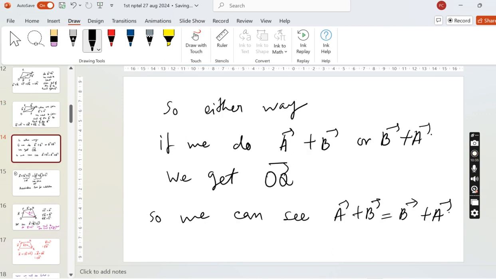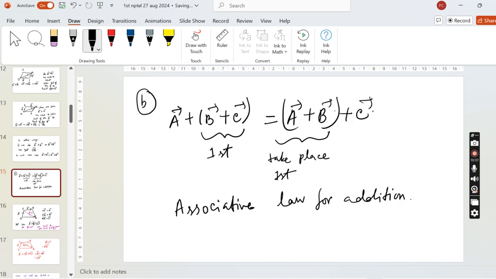Okay. Then the second law, that is the associative law, that A plus B plus C: if we add B plus C, then add A, it is equal to adding A plus B, then adding C to the resultant. That is called the associative law of addition.